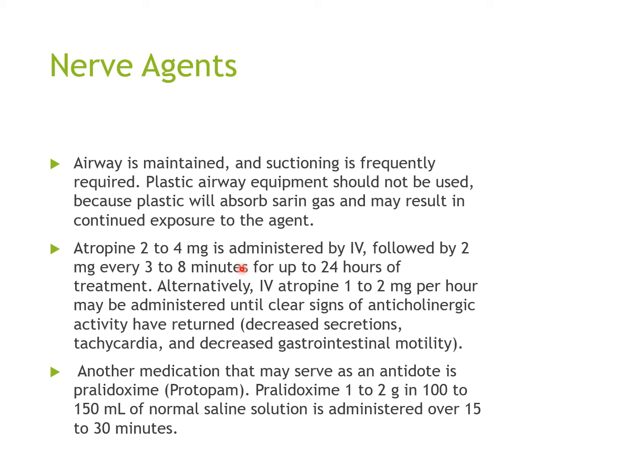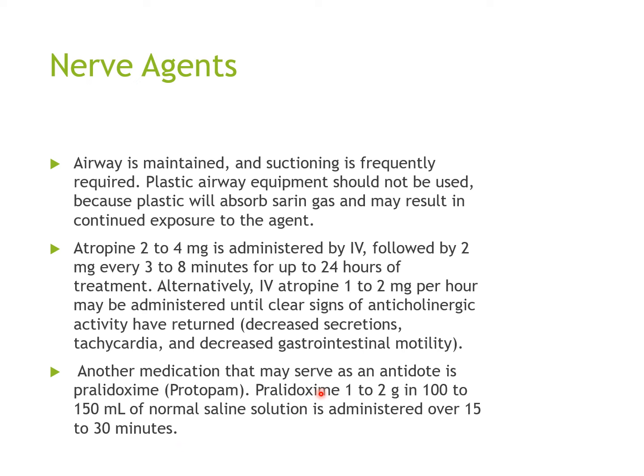So very similar to myasthenia gravis, you're seeing atropine, right? Because it's an airway thing that's happening here. So here you're giving atropine 2 to 4 milligrams by IV, followed by 2 milligrams every 3 to 8 minutes for up to 24 hours of treatment. They can also do IV atropine 1 to 2 milligrams per hour until clear signs of anticholinergic activity have returned. Those signs include decreased secretions, tachycardia, and decreased GI motility. Then you know that your medications are working.